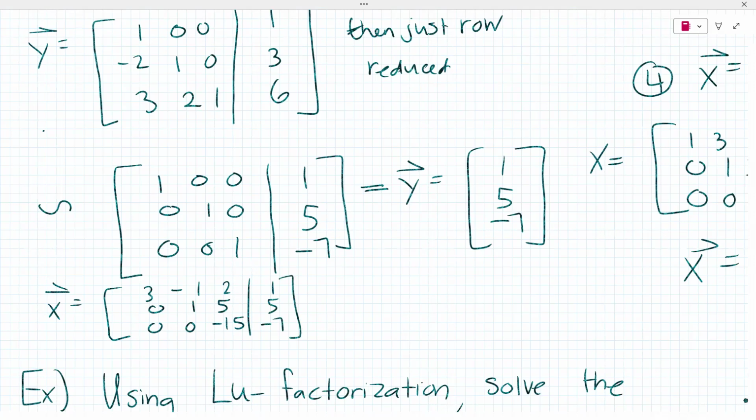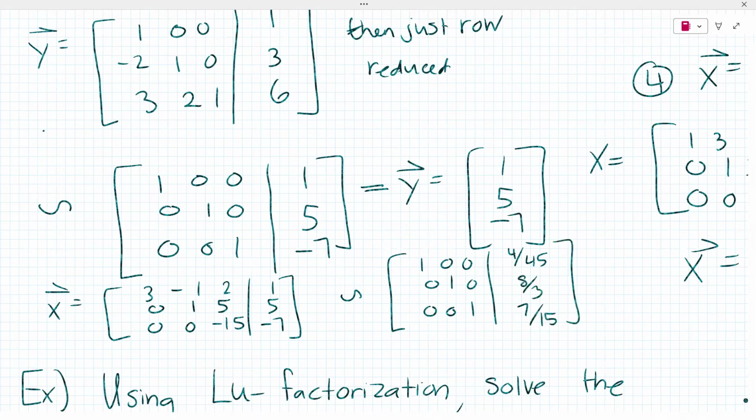And then you row reduce, and that gives us 1, 0, 0, 0, 1, 0, 0, 0, 1, augmented with, when you do the algebra, 41 over 45, 8 thirds, and 7 fifteenths. So vector x is going to be this, which means your x1 is 41 over 45, your x2 is 8 thirds, and your x3 is 7 fifteenths.